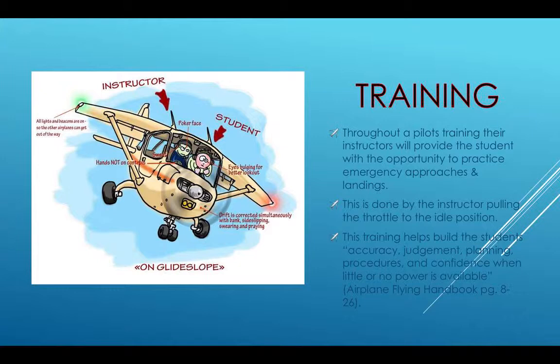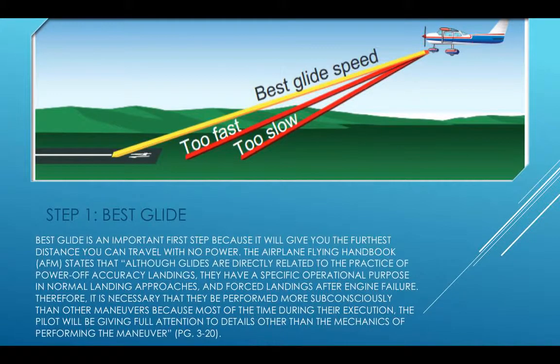Airplane Flying Handbook, page 8-26. Step 1. Best glide. Best glide is an important first step because it will give you the furthest distance you can travel with no power.